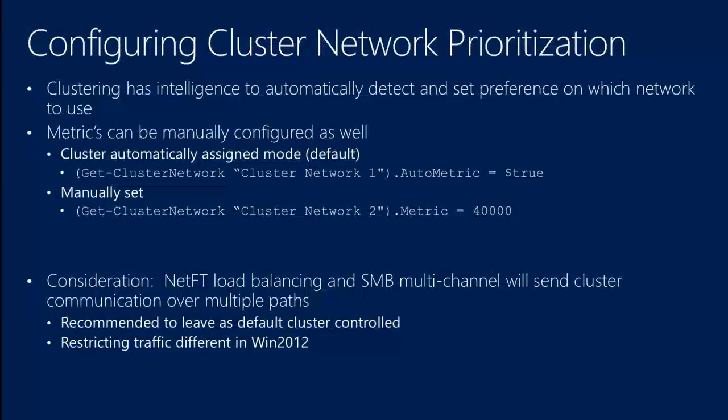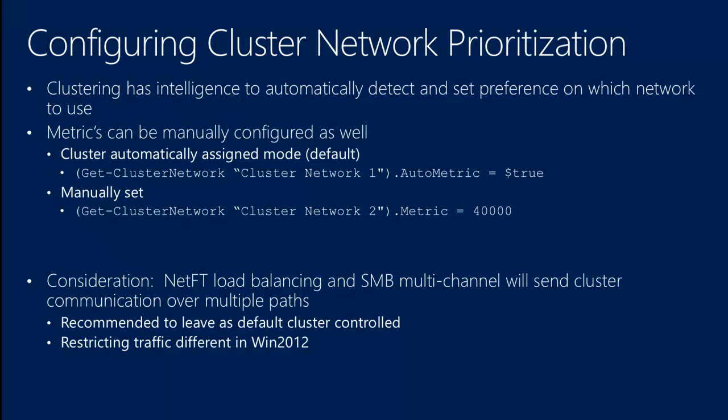So hopefully, you never have to mess with this. But if you need to, you can. You can modify via PowerShell what the metric values are. If you set auto metric equals true, that means let clustering decide for me. It will look at the network role setting, the RSS, NIC speed, and RDMA, and determine which ones are the best to use. If you say, no, I need to override that because I want to determine which networks which traffic flows over, you can do that.